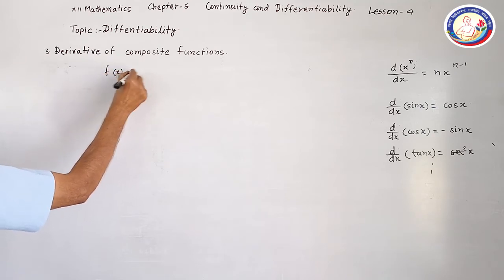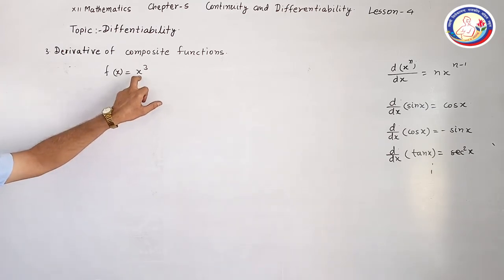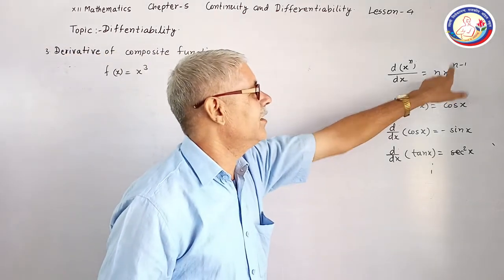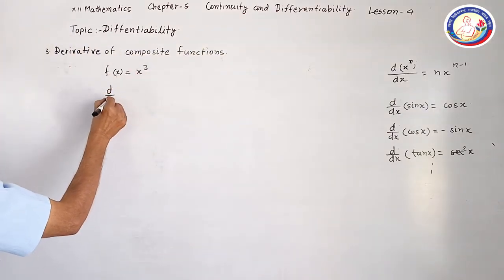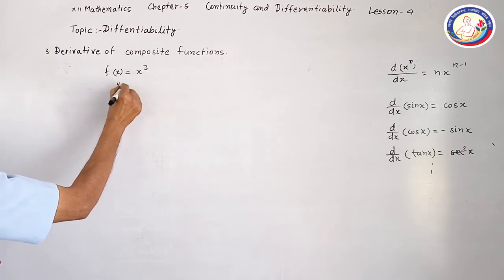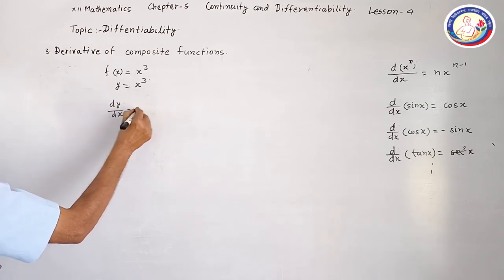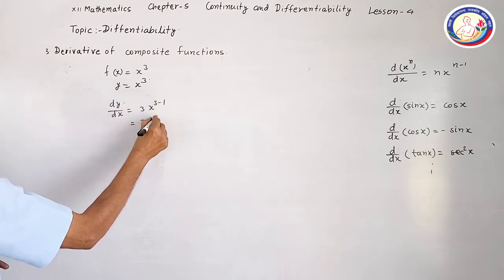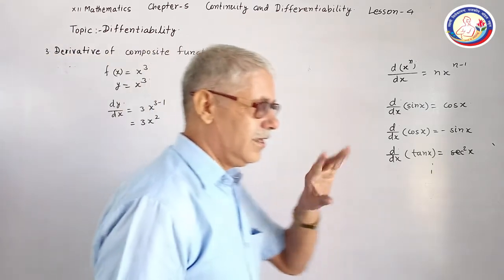Say f(x) equal to x cube. Then we can easily find the derivative of this function with this formula. If we denote it by y equal to x cube, then dy by dx, the derivative of y with respect to x, will be 3 into x raised to power 3 minus 1, that will be simply 3x square. There is no need to do extra effort.